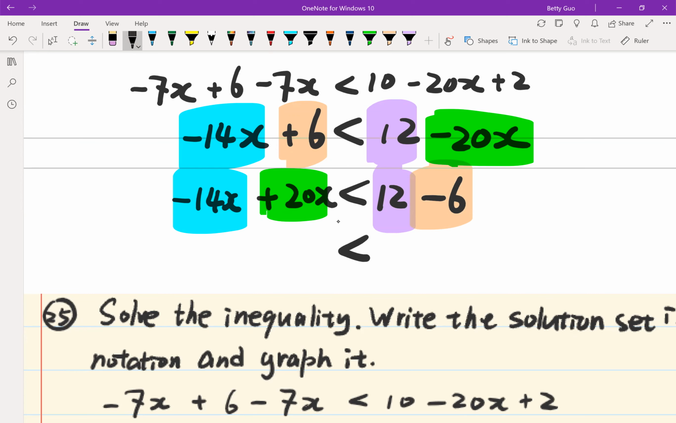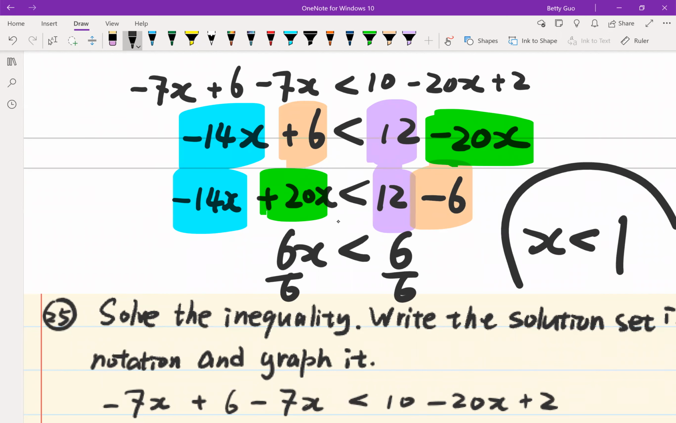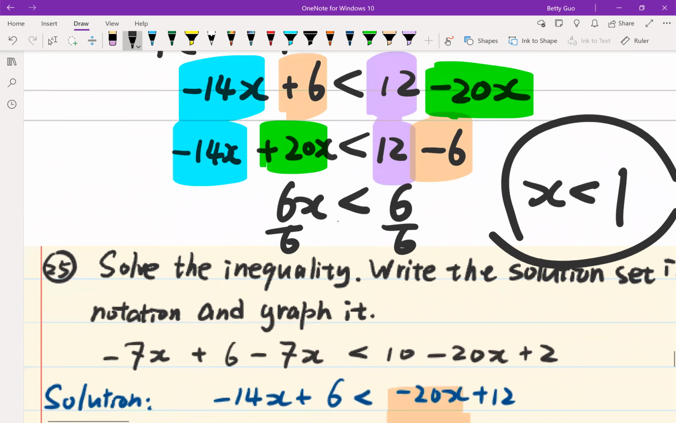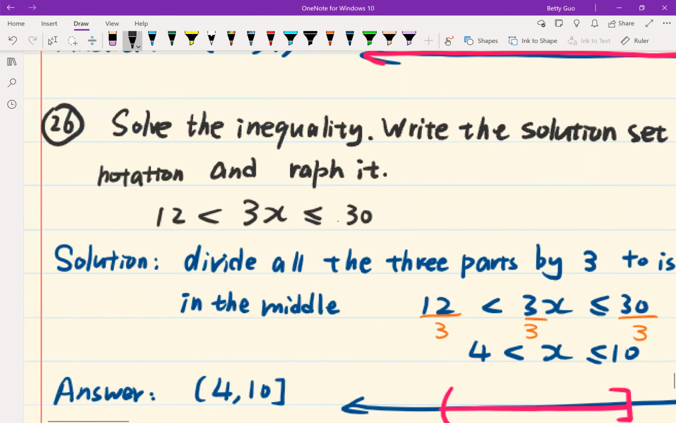Left-hand side, tell me please, what is negative 14x plus 20x? Right-hand side, what is 12 minus 6? Divide both sides by 6, what do you have? x is less than 1, right? Did you do the same thing yesterday? So the second time when you do the same problem, you feel a lot easier, right? Just to repeat. The last problem, compound inequality.